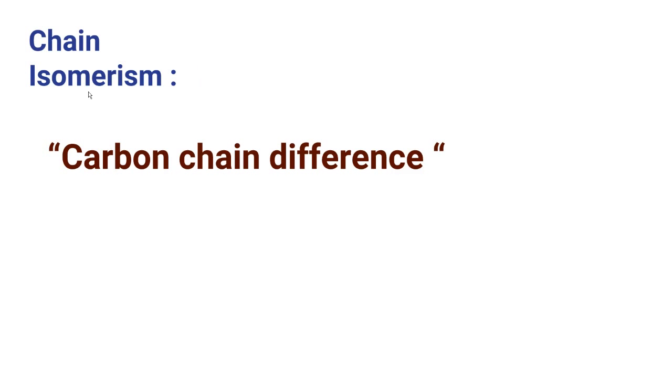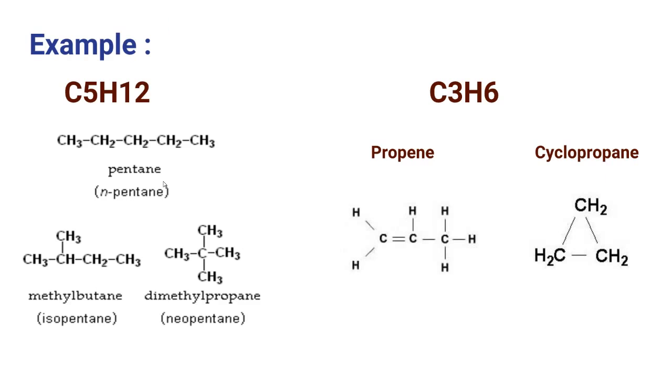Chain isomerism. This type of isomerism arises due to the difference in the nature of the carbon chain. For example, this is pentane, C5H12. The general formula of alkane is CnH2n+2, n is 5, 2n is 10, plus 2, 12. So this is an alkane having single bonds, and 5 carbons means pentane.